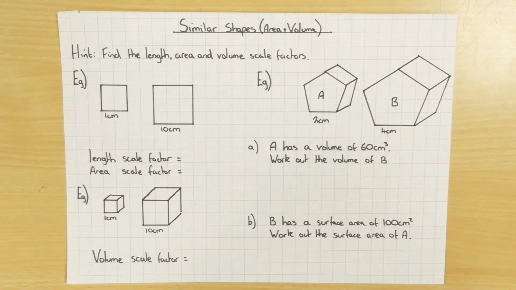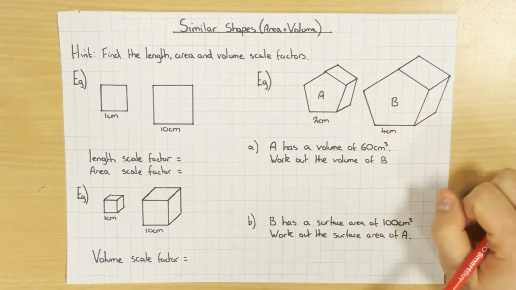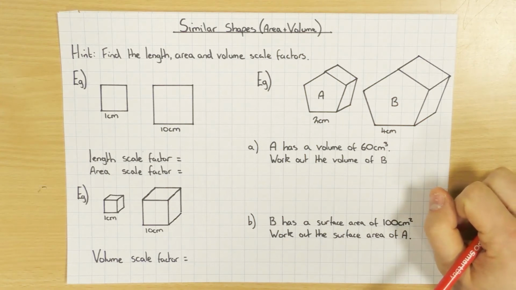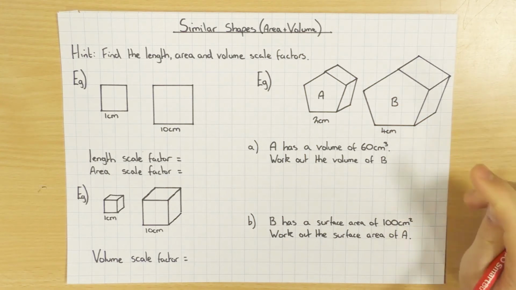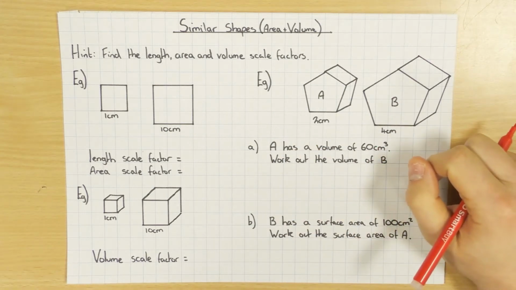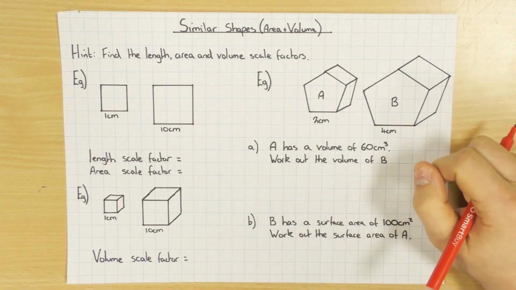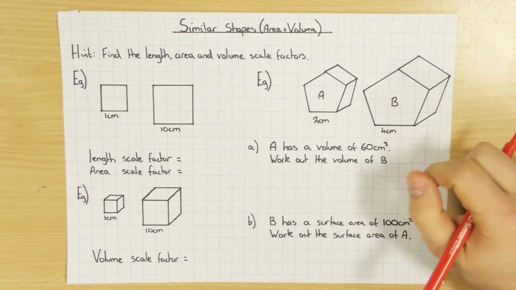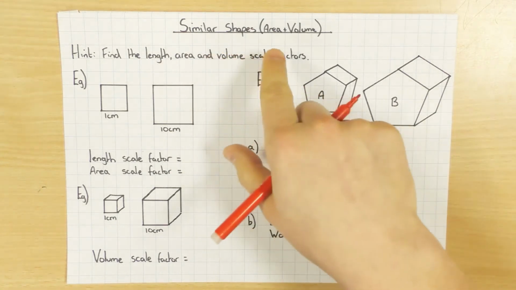Hi guys, in this video we're going to have a look at similar shapes. So this is part 2, and this time we're going to concentrate and look at the area and the volume. So just a quick reminder, with similar shapes, all the angles are always the same, and we're always looking for the scale factor.